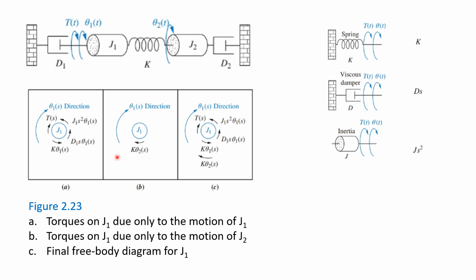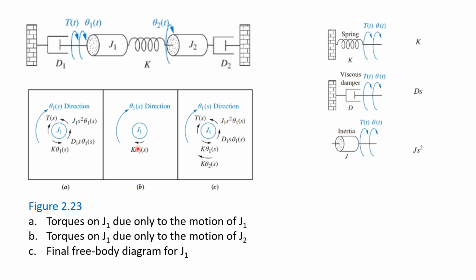So like before, let's take a look at J1. In the case of J1, we have torques. Figure A here shows the torques on J1 due only to the motion of J1. You have the torque applied here. If the torque is applied clockwise, the motion of theta 1 is going to be clockwise. So the mass J1 times S squared is going to be opposed to that. You'll also have a damper D1 times S times theta 1 that's opposed to that. And you have K times theta 1, that also. So these motions are going to oppose the torque.